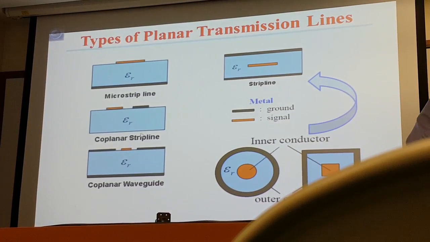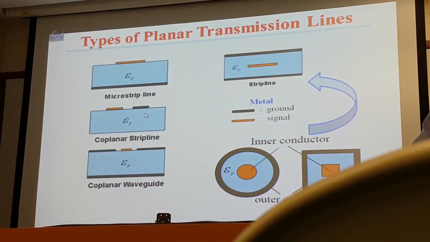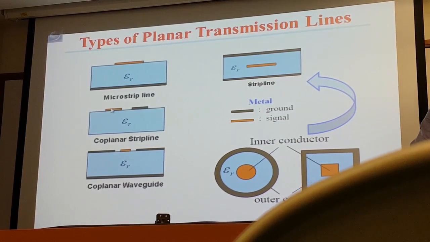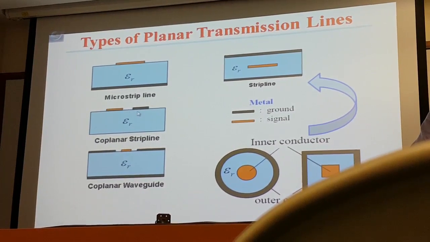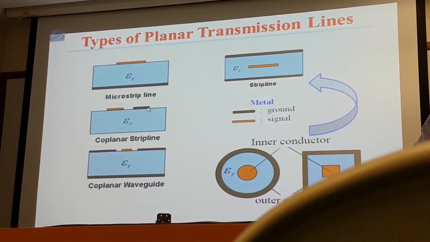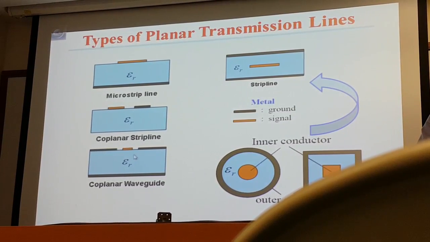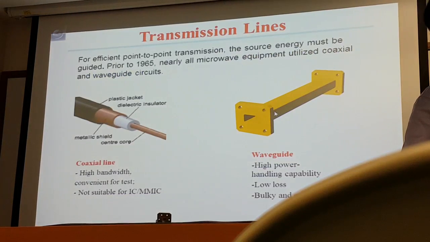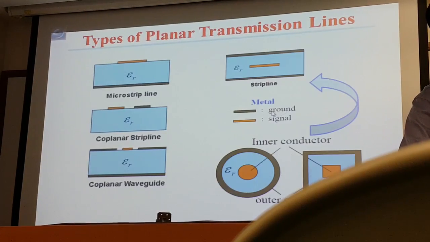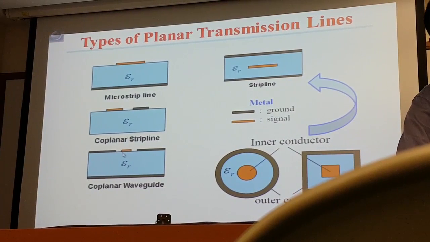Another type of transmission line is the so-called coplanar strip line. What is a coplanar strip line? On the top, the signal and the ground transmission line are on the same layer. We call this a coplanar strip line. The third one is the coplanar waveguide. This waveguide is not that waveguide, bear in mind. The coplanar waveguide is this waveguide.